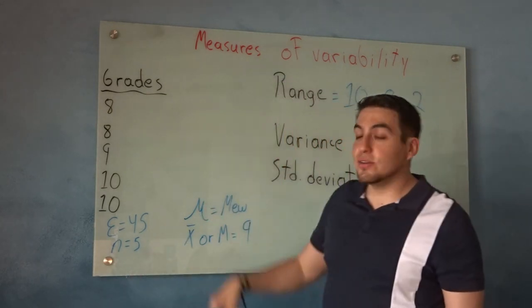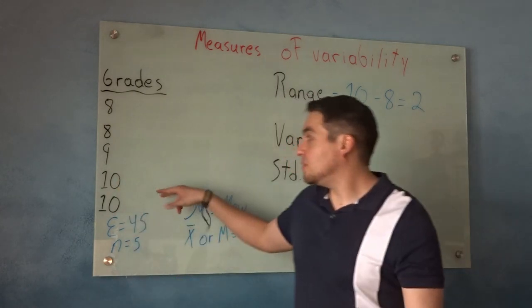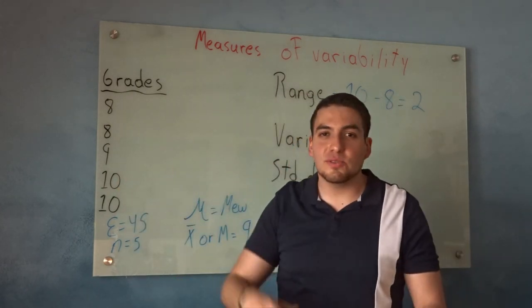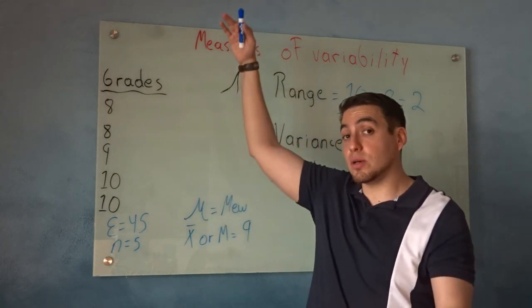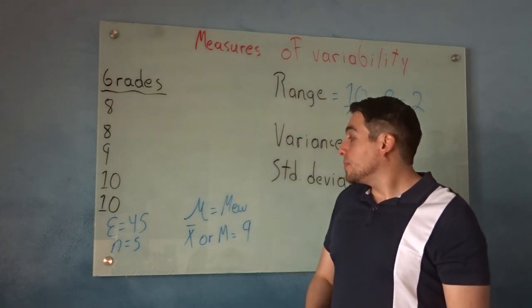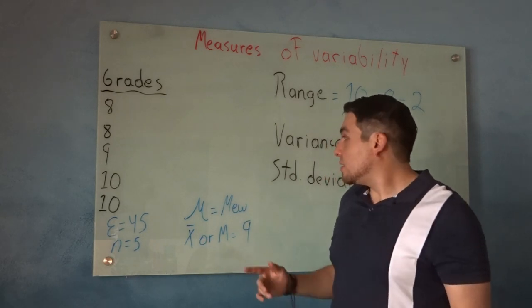By the way, I'm realizing here that I put up the numbers backwards. I should have put the 10 at the top. But it's okay, just forgive my mistake for this. But when you're doing a frequency distribution, remember to always begin with the highest number at the top. Now, okay, so we get a mean of 9.